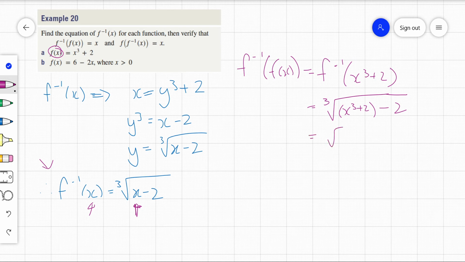Now if you think of that, we've got the cube root of x cubed plus 2 minus 2, so it's just x cubed, which does indeed become, if I cube a cube root or cube root a cube, I get back to x. So that works.